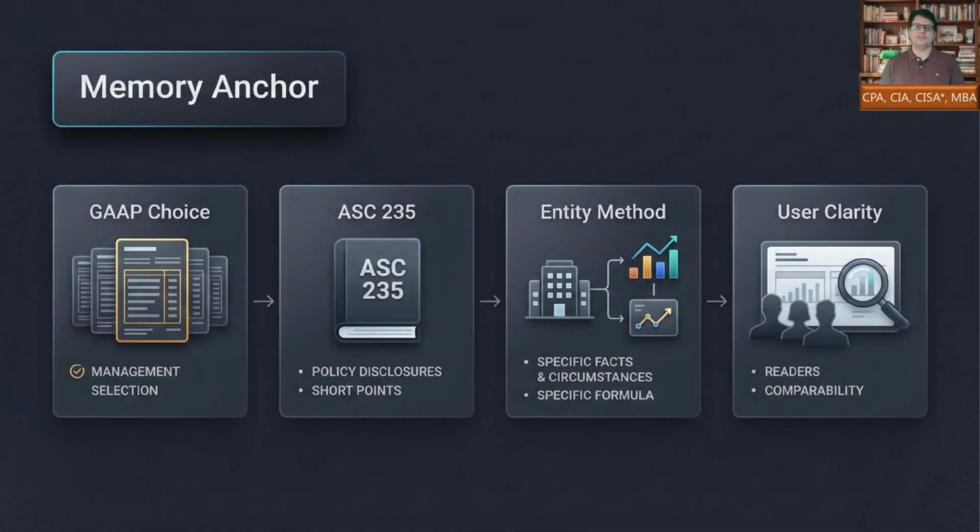Let us close with the memory anchor. ASC 235 equals choice, method, and clarity. First, management makes a US GAAP choice where alternatives exist. Second, the entity applies a specific method based on its facts, industry, and circumstances. Third, the note gives users clarity so they can evaluate and compare the financial statements. So on exam day, remember this simple question pattern. What did the entity choose? How did it apply the method? And why does that matter to users?